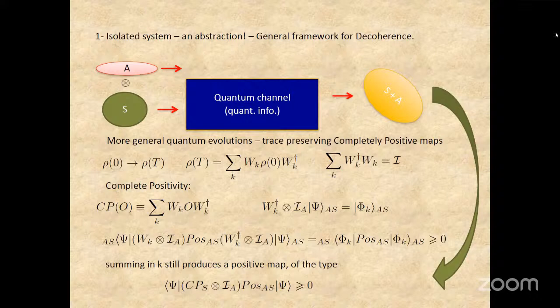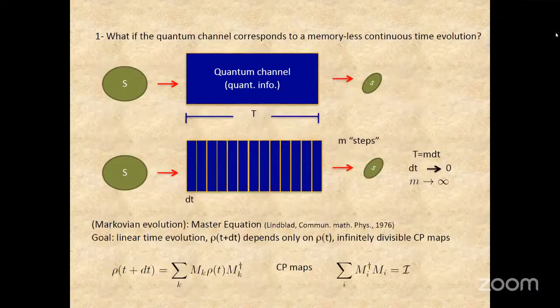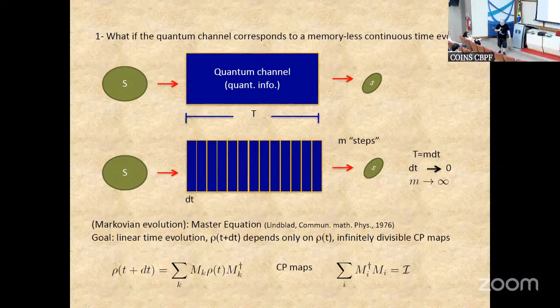So that's the point. So again, I'm preaching to the converted here. And the question is, what if this quantum channel corresponds to a memoryless continuous time evolution? Okay, so to analyze this, we imagine that I'm going to go through this quantum channel, and I can divide this quantum channel into small time intervals dt, right?